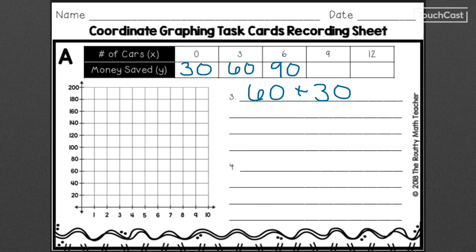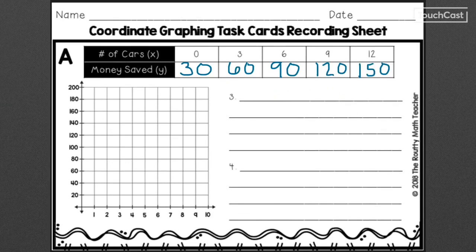I now want you to pause the video here to solve for the 9 cars and the 12 cars, and then let's talk about the pattern we see. Now that you've solved for 9 cars and for 12 cars, you should have found that after 9 cars, Omar has $120 in his bank account, and after 12 cars, he has $150 in his bank account. We see that it's going up by $30 each time in this pattern.